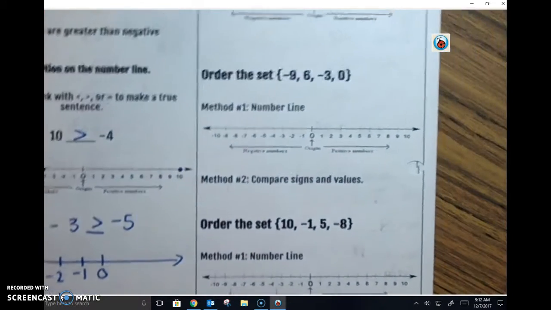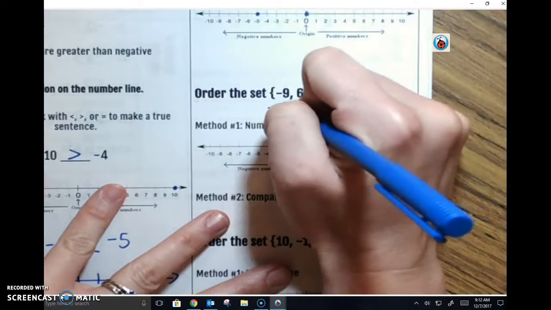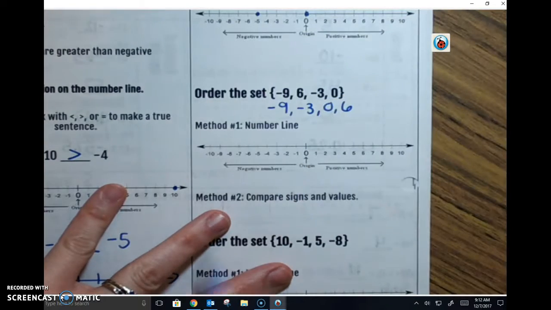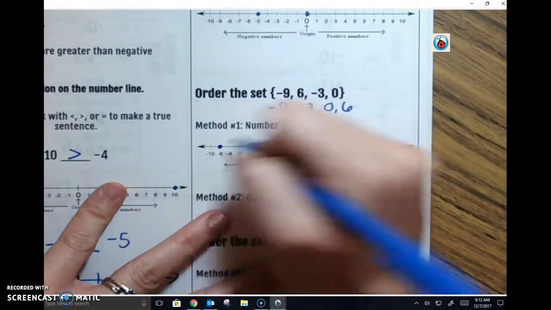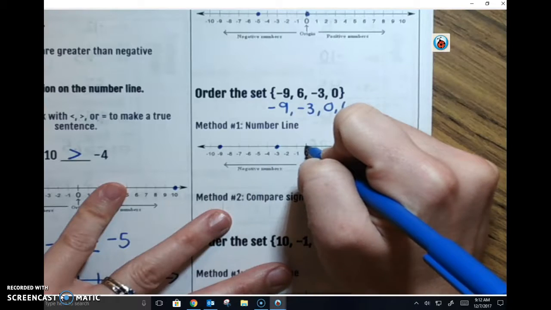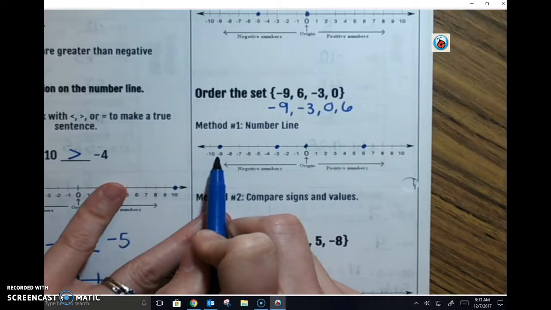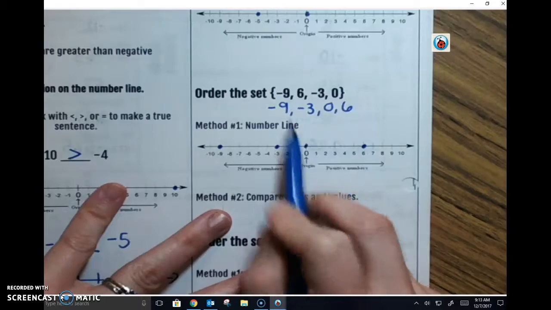Now we're going to order them. We're going to put them in order from least to greatest on this first one. Some of you might be able to look at it and know negative 9, negative 3, 0, then 6. If you can't, you need to draw your number line, and let's go ahead and put it on the number line to see what it is. So we have negative 9, 6, negative 3, and 0. If we look from left to right, because we're going from least to greatest, we have negative 9, negative 3, 0, and 6, just like I wrote up here.